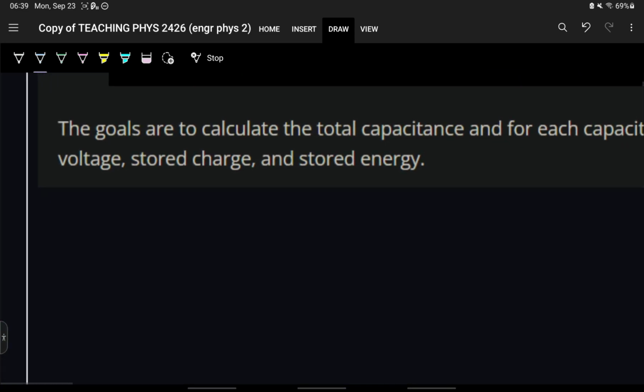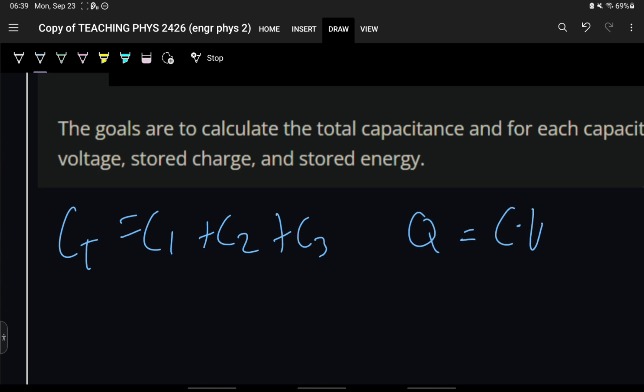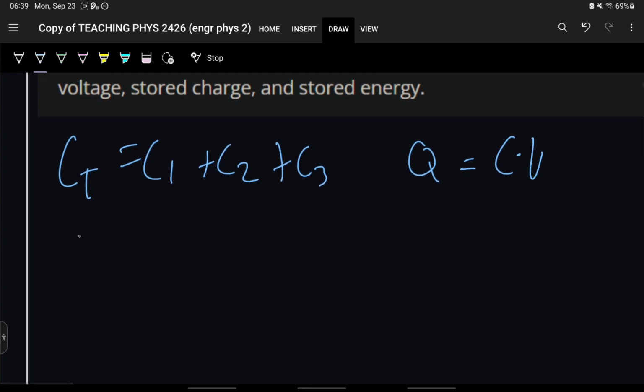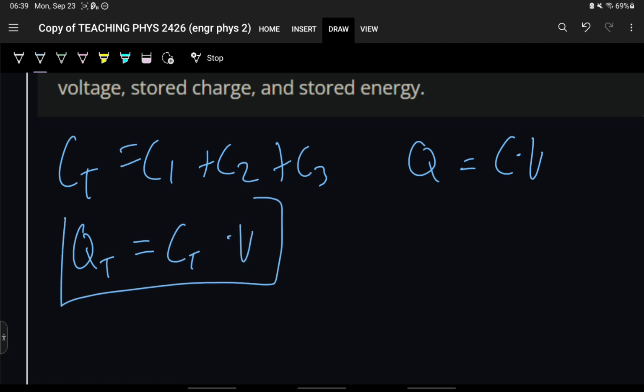From the previous part, we found that C sub t is equal to C1 plus C2 plus C3. And the charge stored in a capacitor is defined by the equation Q is equal to C times V. For the equivalent capacitor C sub t, the total charge Q sub t stored when connected to voltage V is going to be Q sub t is equal to C sub t times V. And that's pretty much what you went over in your physics class.